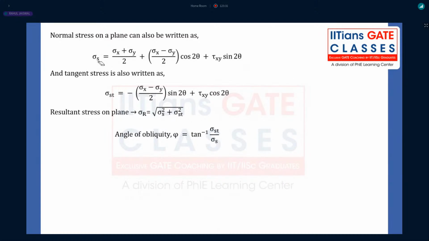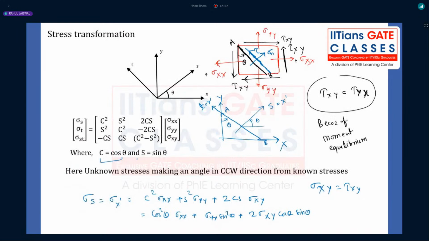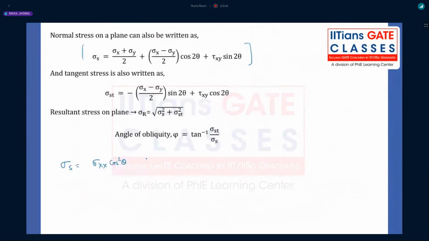Now, further, if you want to write how we can simplify this one, how we are basically arriving at this conclusion. What we have written: sigma s equals sigma xx cos square theta. The same thing I'm writing here. C is cos theta, and S is sin theta, right? Now, same thing I'm writing once again on the next slide: sigma yy sin square theta plus 2 tau xy, or sigma xy, sin theta into cos theta.